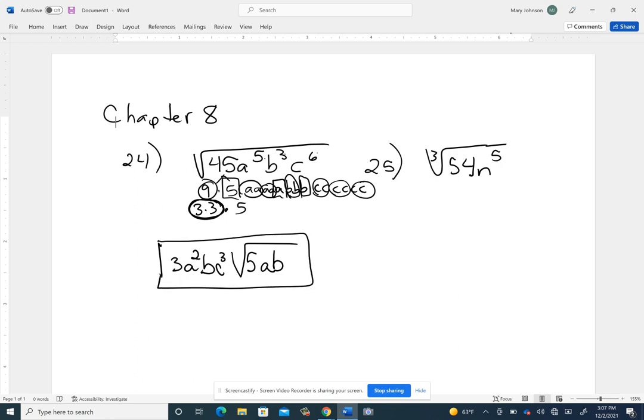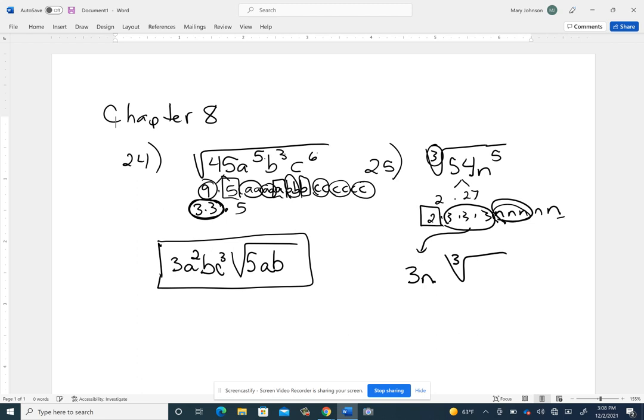Now when it's a cube root, when you break this down, 27 is a perfect cube. It's really 3 3s. Then you have 5 n's sitting there. But this time you're trying to do a cube root, so you need a group of 3 things. So when you do this, out in front of the cube root symbol, you're going to be able to bring out a 3, 1 3, and 1 n. And then underneath will be a 2 and the other 2 n's. So your answer is going to be 3n, make sure it's cube root of 2n squared.